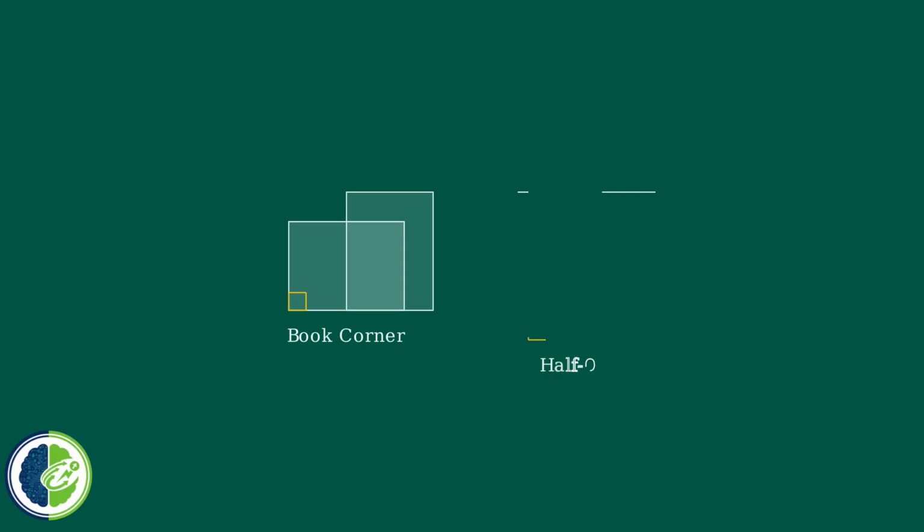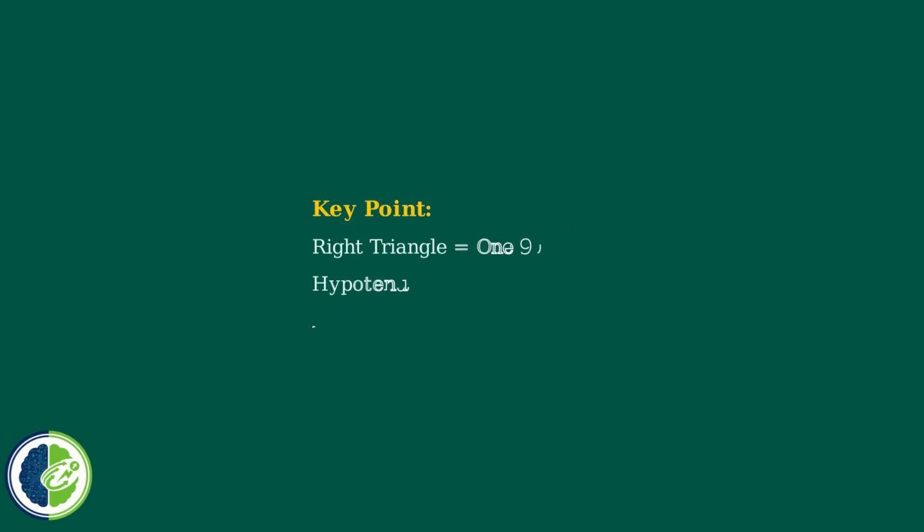You can see right triangles everywhere in the real world. Think about the corner of a book when it's open, or a door that's half opened against a wall. These create perfect right angles. Right triangles are especially important in trigonometry, where we use them to understand relationships between angles and sides. They're also fundamental in construction, engineering, and many other fields.